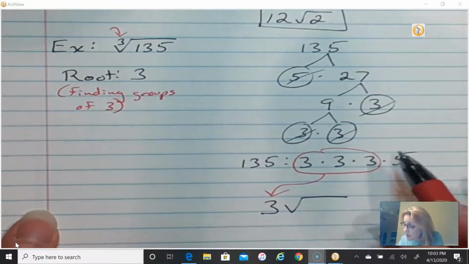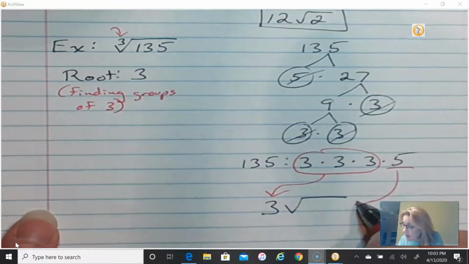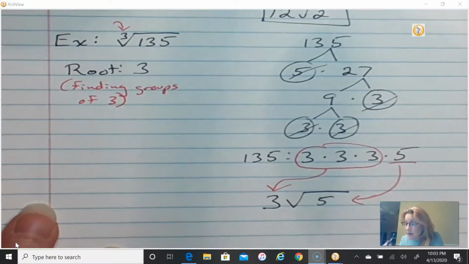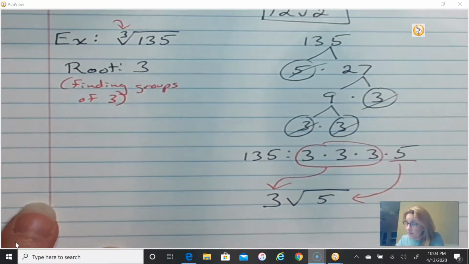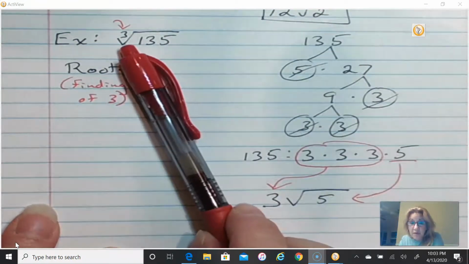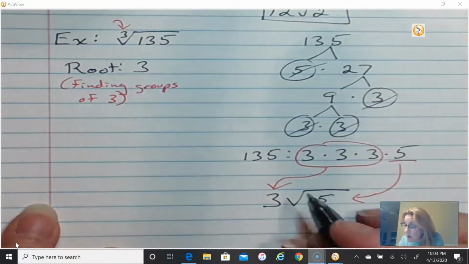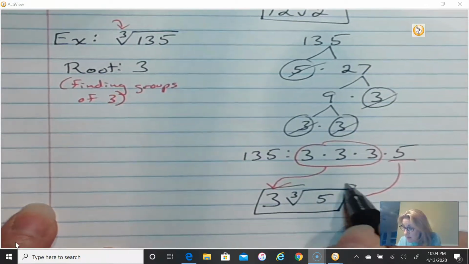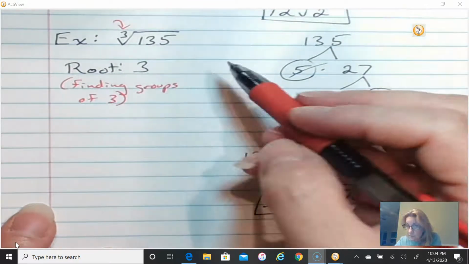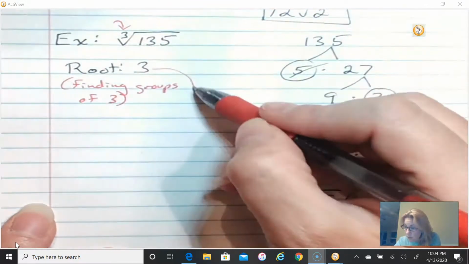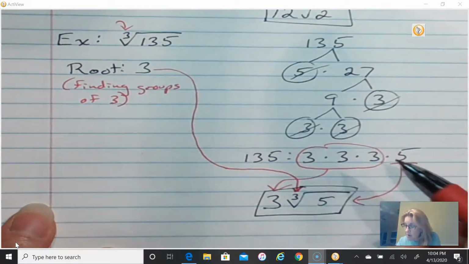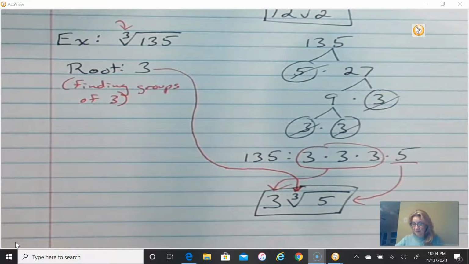And this 5 goes on the inside. Now, there's one more important thing. Remember that root, that's a 3? You must include that root right there. You must. Very important. That root needs to go right there. Do not forget that.